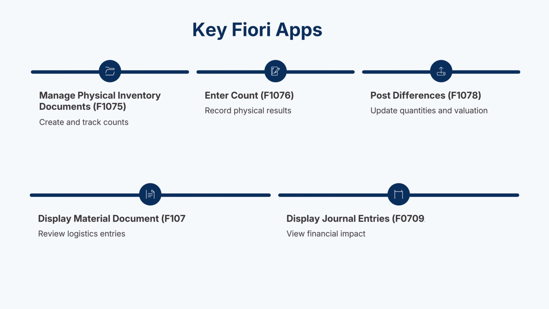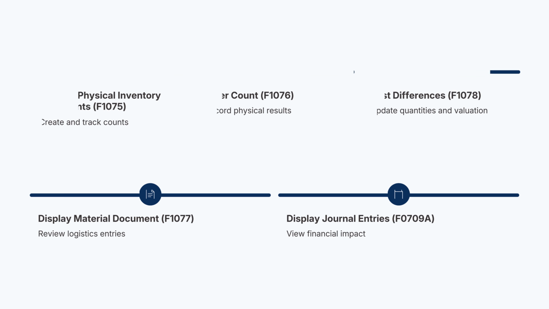SAP provides dedicated Fiori apps for every step. Manage physical inventory documents, F175, to initiate counts. Enter count, F176, to capture physical results. Post differences, F8, for adjustments. And display material document, F177, to view postings. Finally, display journal entries, F0709A, verifies the financial impact. Together, these apps complete the end-to-end reconciliation cycle.